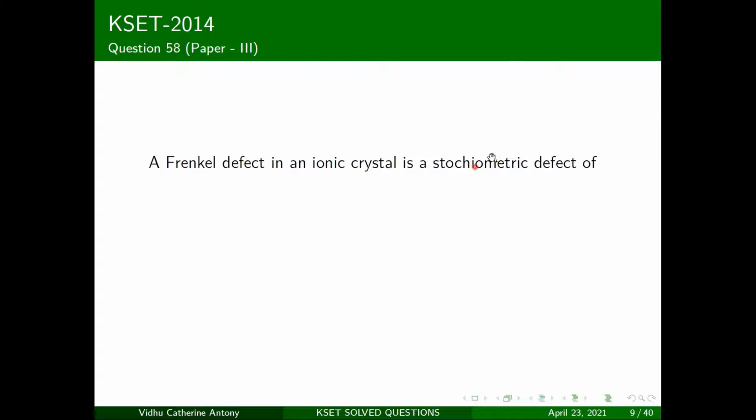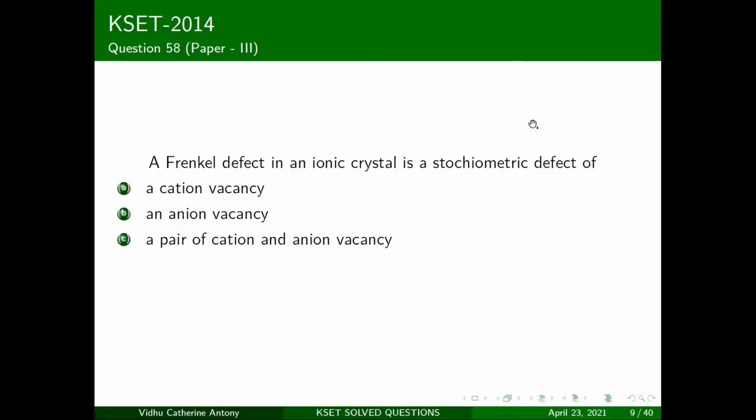We've basically talked about different stoichiometric defects in your 12th grade chemistry. So what is your Frankel defect? There are different kinds of stoichiometric defects. One of them is a Frankel defect, and the other one is a Schottky defect. You have different ways in which these defects are described.